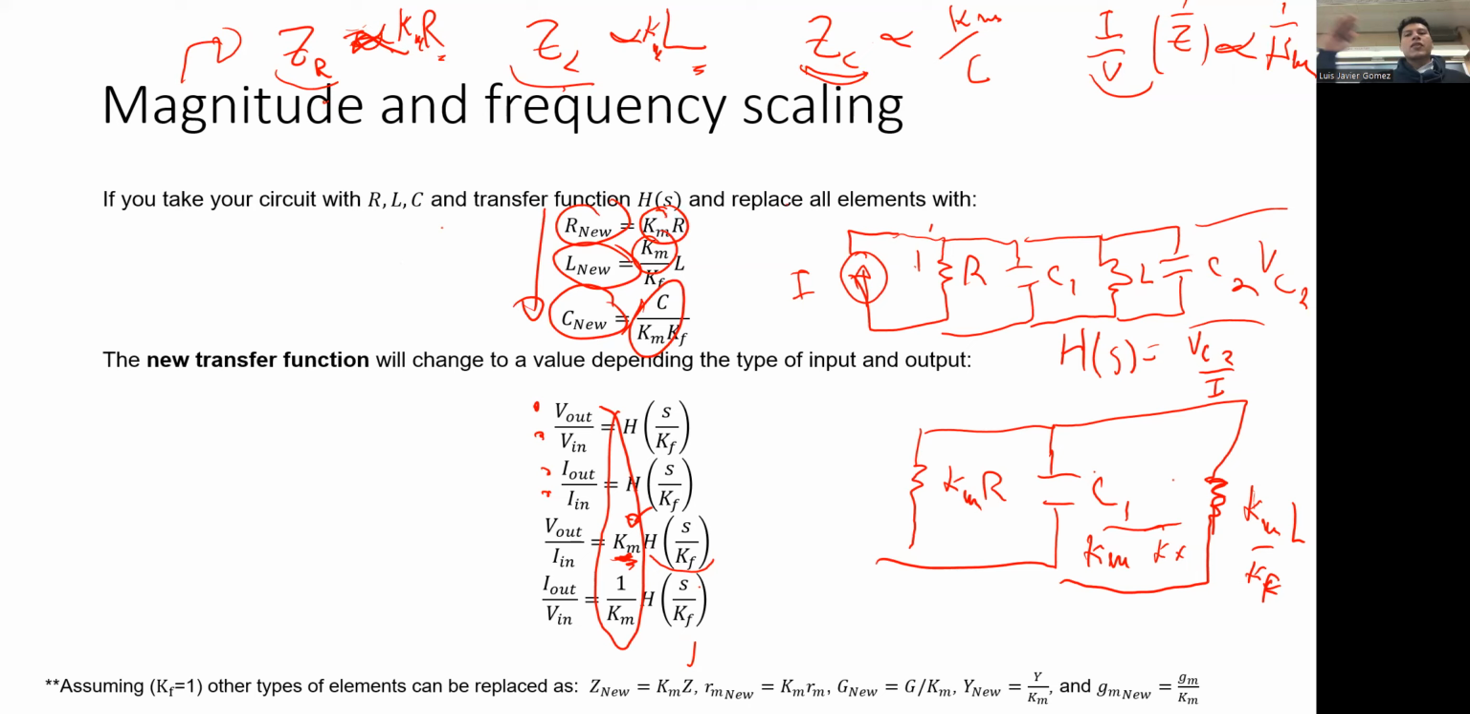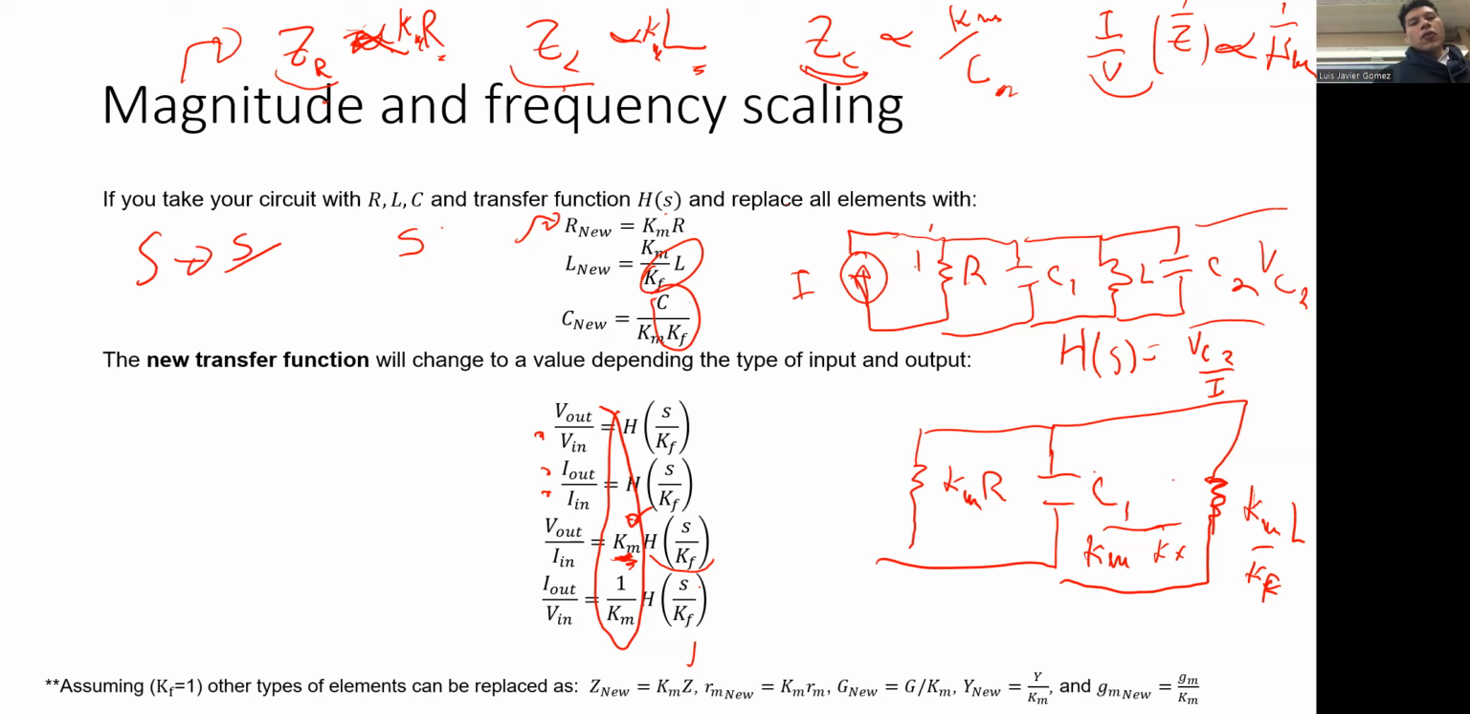And so that's why this one's slightly different. In the case of the frequency scaling, in order to know that it's L over F and just C over F, you have to realize that R has no S dependence. And because we want the S dependence to become S over KF, we don't really need to do anything to R. We just need to do something to L and C.